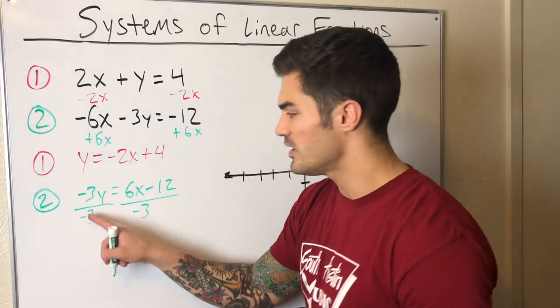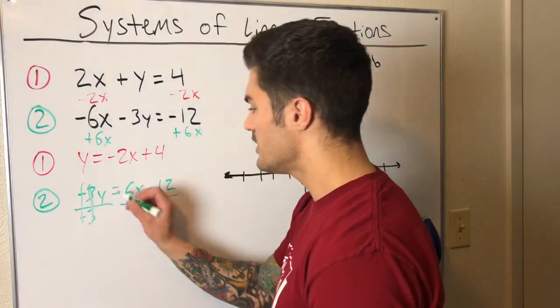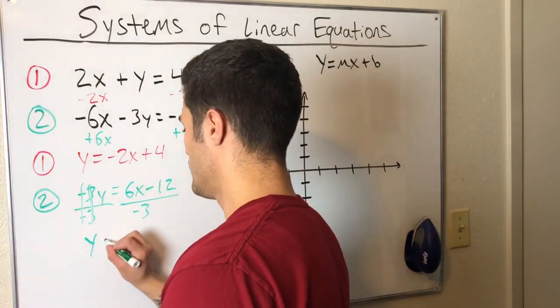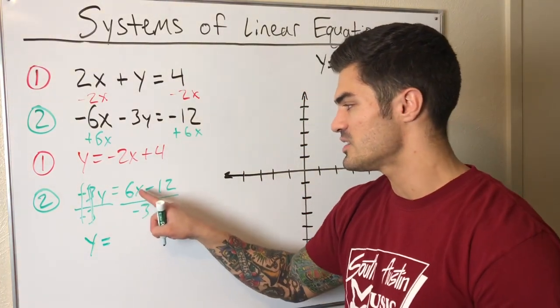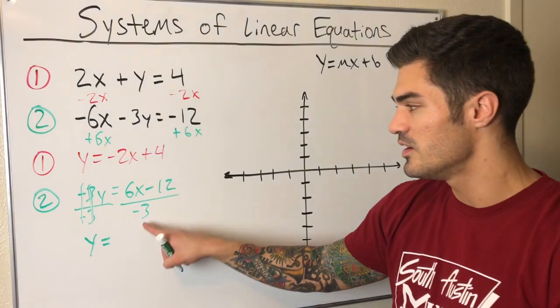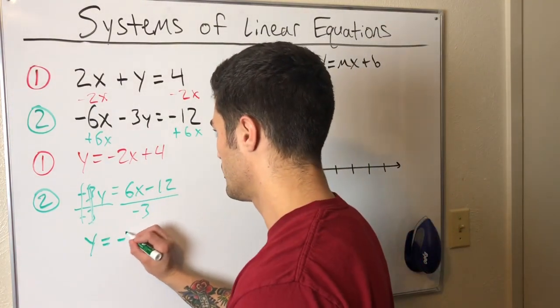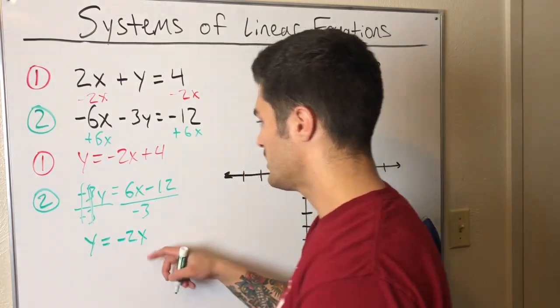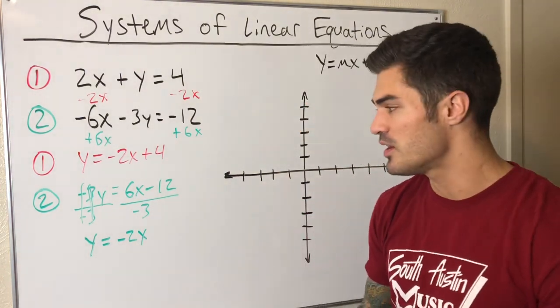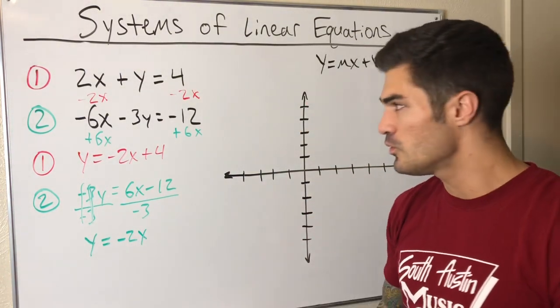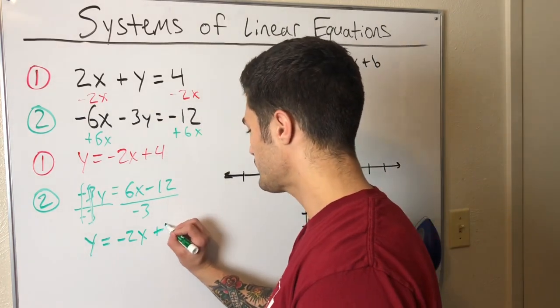So -3 cancels with the -3, and I have y on the left-hand side, which is exactly what I want. And then over here, I have to be careful with my sign. I have 6x divided by -3. That's negative 2x. And then I have negative 12 divided by negative 3. A negative divided by a negative is positive. 12 divided by 3 is 4, so I have plus 4.